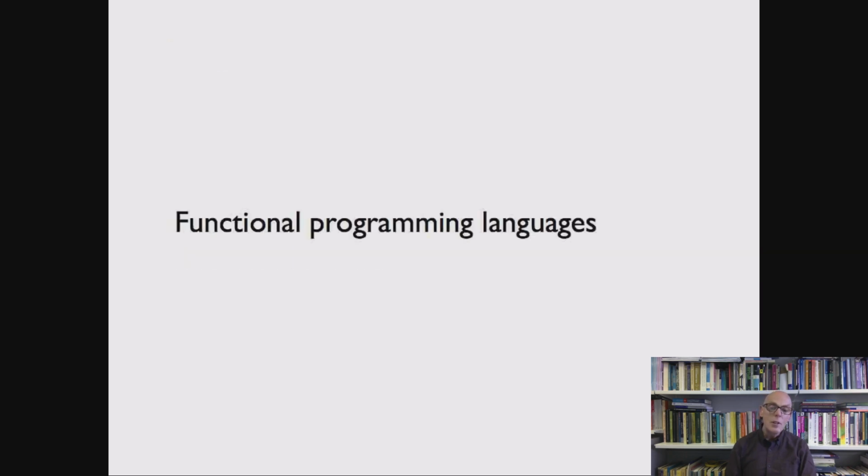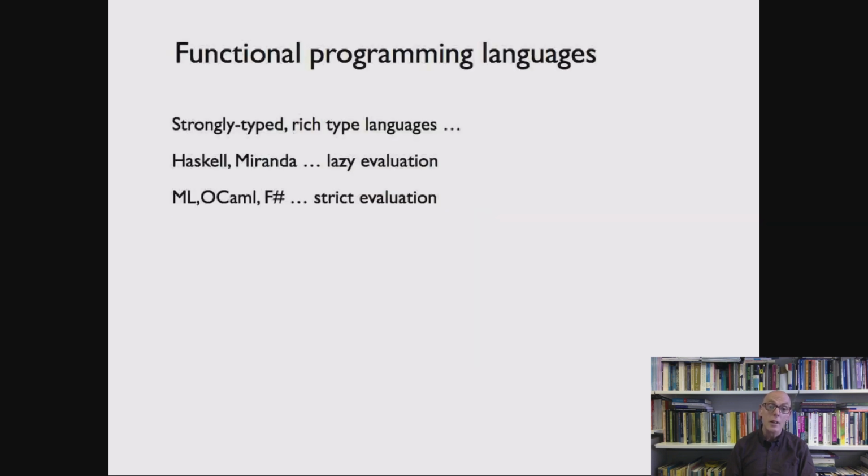Now, if we look at the functional programming language landscape, there are quite a lot of languages that are called functional out there. A lot of languages are what are called strongly typed. They have rich type languages. What we mean by strongly typed is that any type errors you get in the language, you will get at compile time. You don't get runtime type errors.